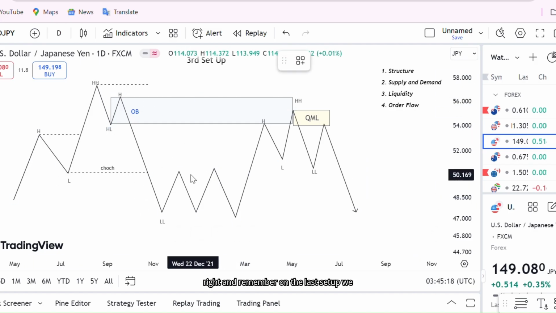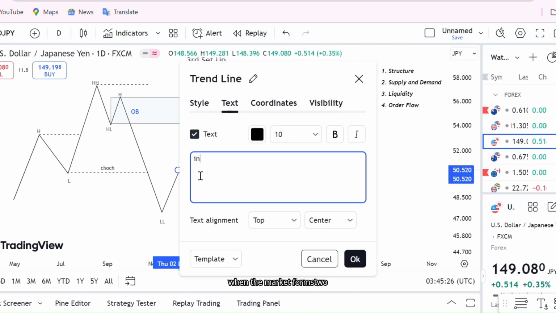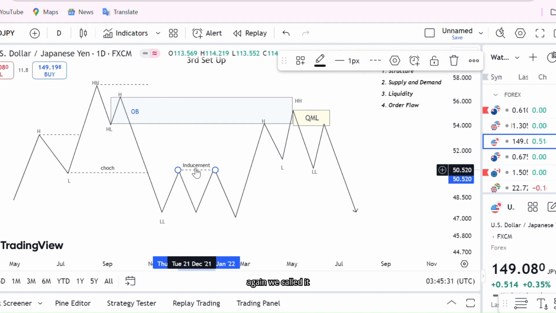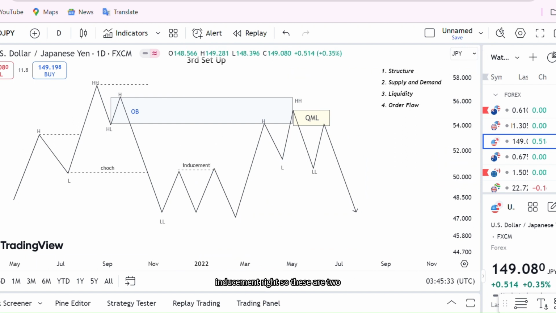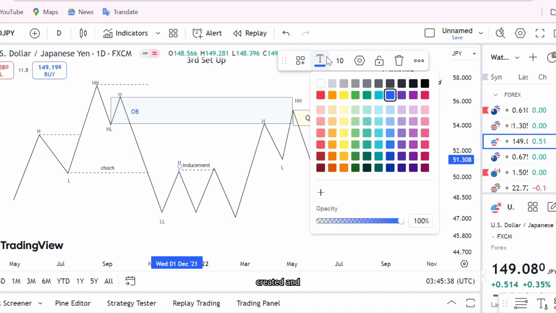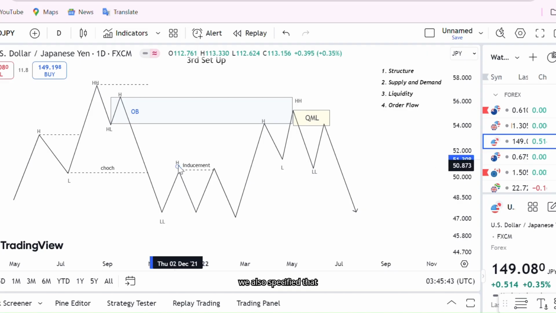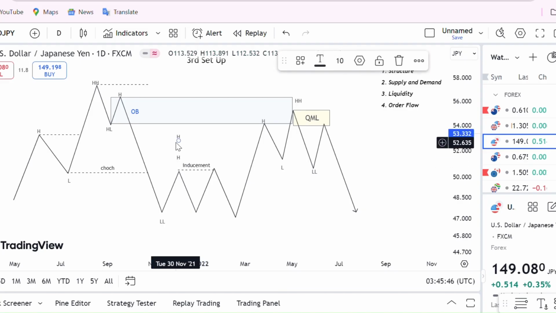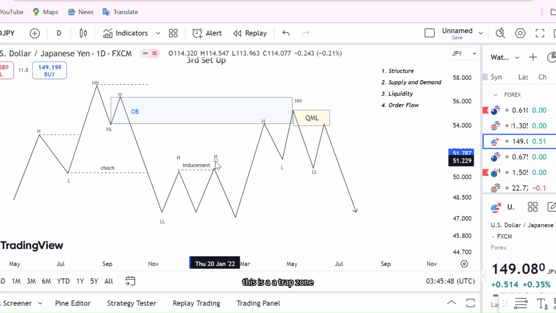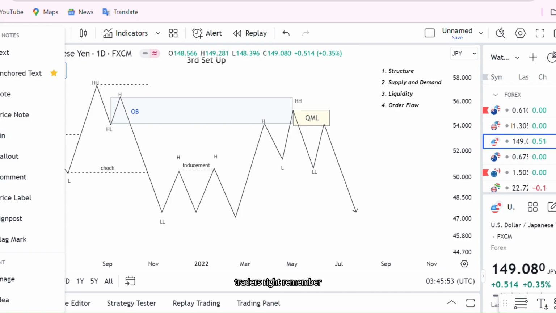And remember, on the last setup we did have this, and we call it inducement. When the market forms two highs and takes them out again, we called it inducement, right? So these are two highs that the market created, and we also specified that this is a trap zone. We are trapping the fair value gap traders, right?